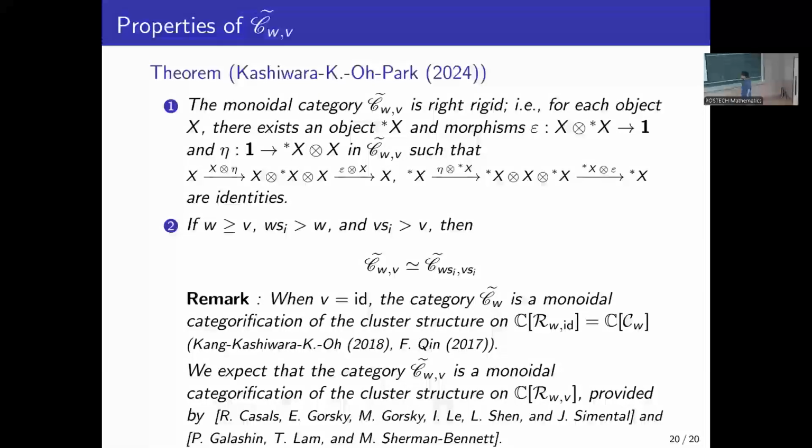Actually, the second is true for open-sized varieties. It's a version of monoidal categories. And the remark is it's the same as the one I told you. So we expect that actually this category is a monoidal categorification of the cluster structure. I do not explain why here. So now I can stop here. Okay, let's end this talk.